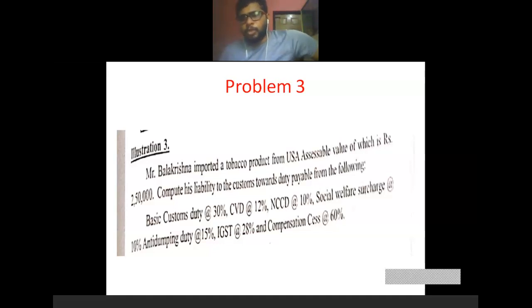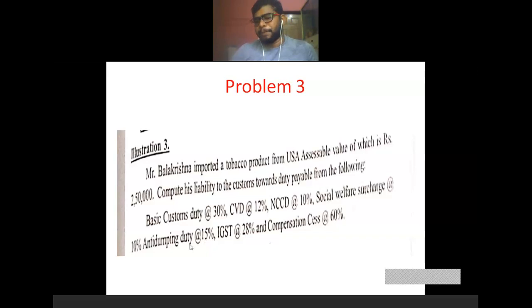Next, social welfare charges at 10%. Remember, social welfare charges, even if it is not given in the problem, you have to calculate. But here it is given, social welfare charges 10% you have to calculate only on the tax amount, that is BCD, NCCD, CVD. On that value you have to calculate social welfare surcharge. It is compulsory, 10%. Now observe here, anti-dumping duty at 15%.